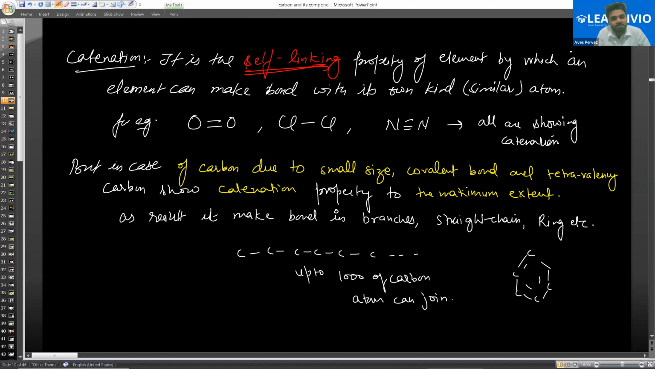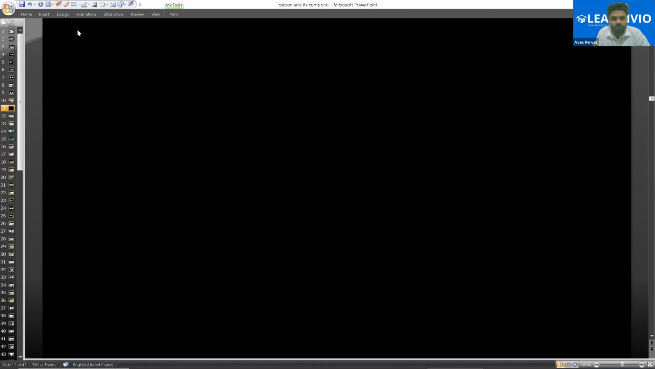Memorized? Yes, Ayan, speak. It is the self-linking property of an element by which an element can make bonds with its similar atoms. But in the case of carbon, due to small size, covalent bond and tetravalency, carbon shows catenation property to the maximum extent. It makes bonds in the form of branches, straight chain, and ring.